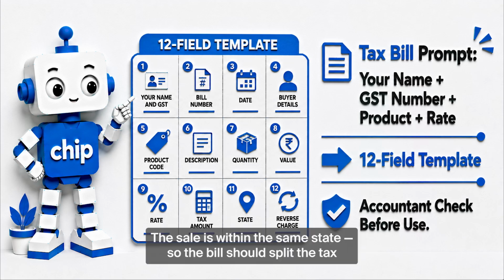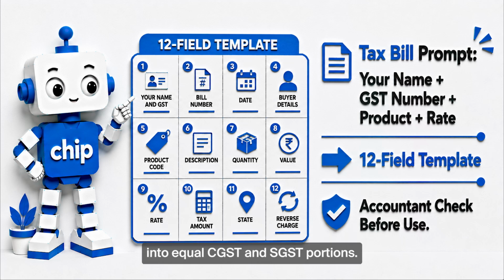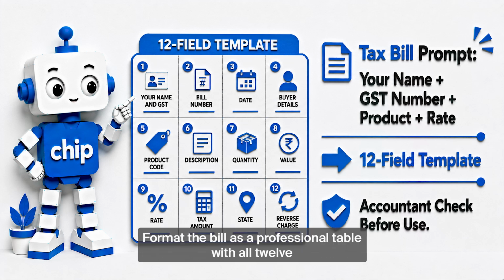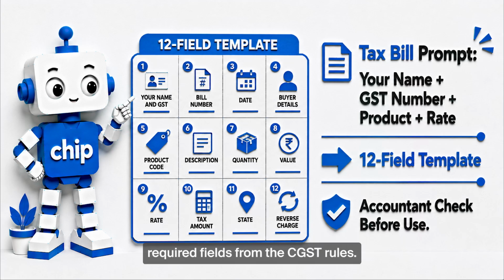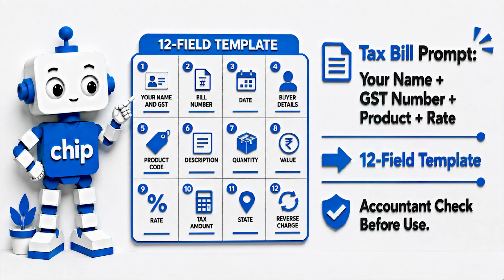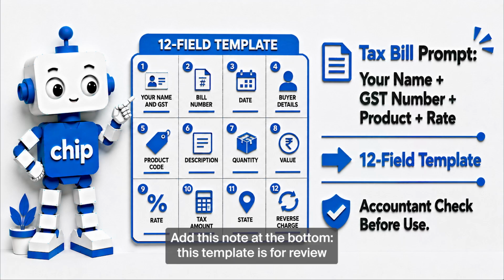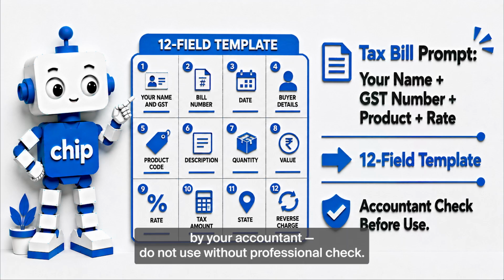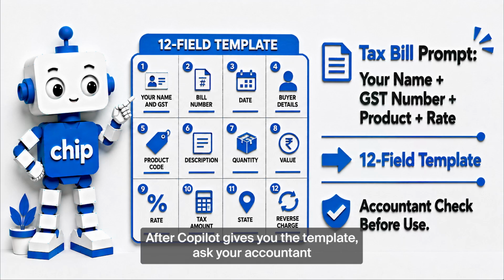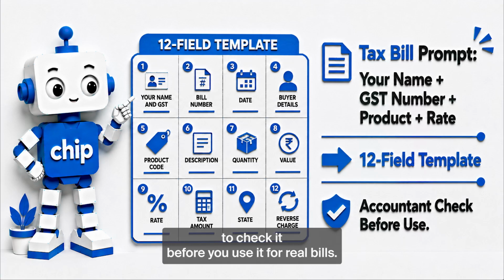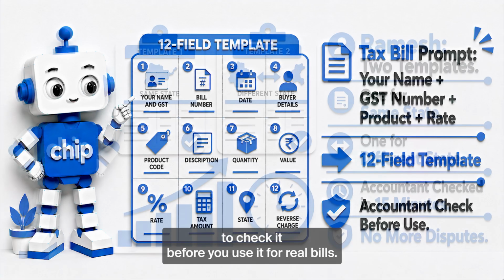The sale is within the same state, so the bill should split the tax into equal CGST and SGST portions. Format the bill as a professional table with all 12 required fields from the CGST rules. Include a totals row with a full tax breakdown. Add this note at the bottom: this template is for review by your accountant, do not use without professional check. After Copilot gives you the template, ask your accountant to check it before you use it for real bills.